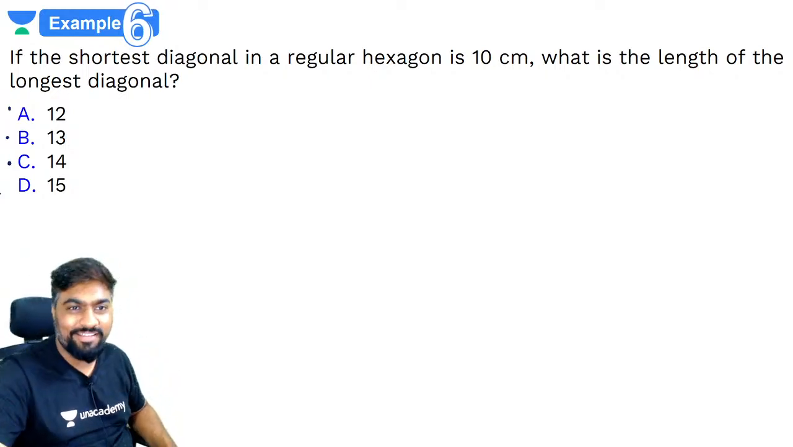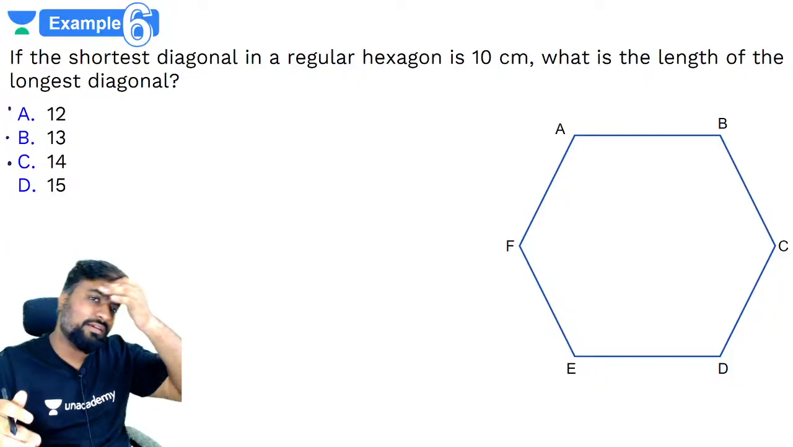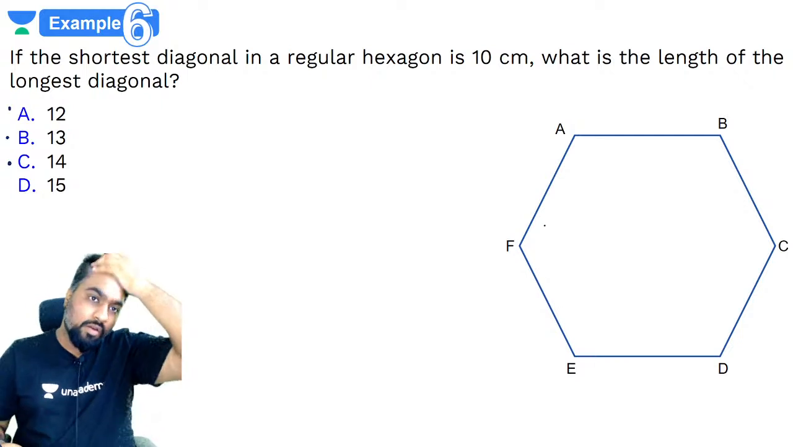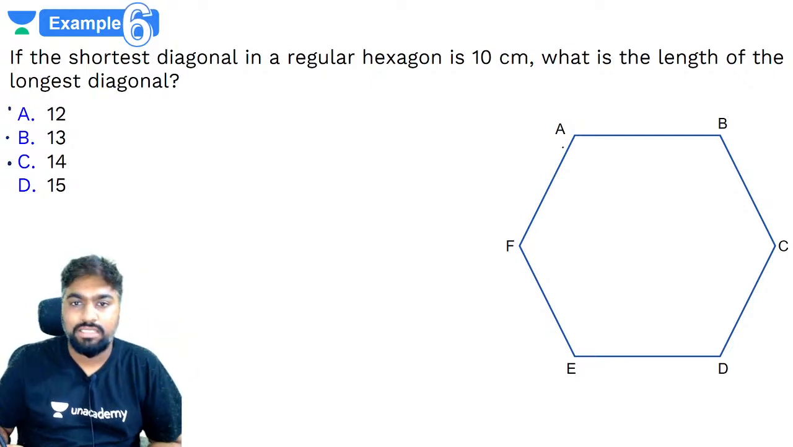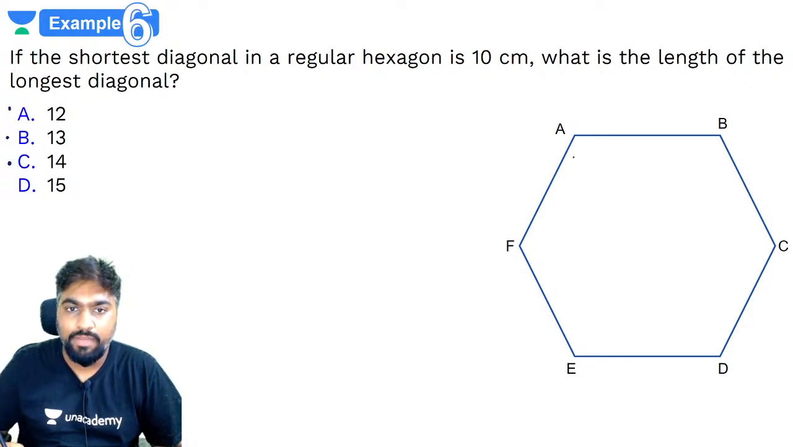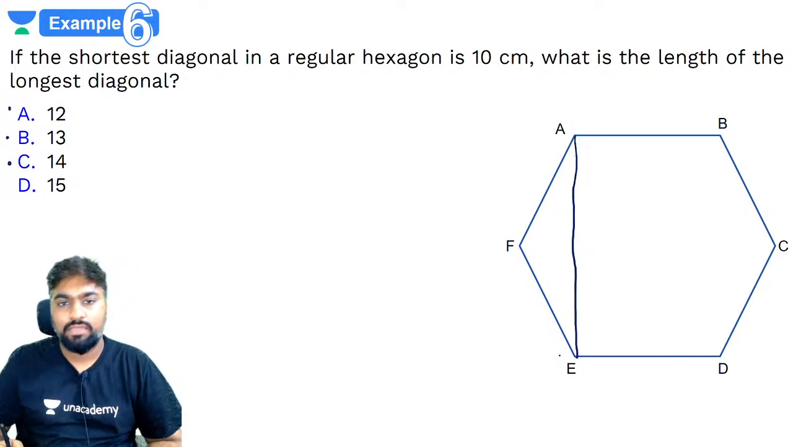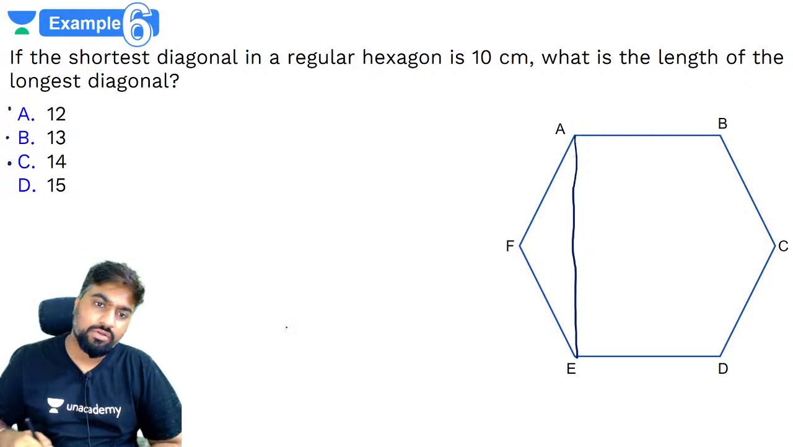I won't. Okay, so you have a regular hexagon, right? What will be the shortest diagonal? The shortest diagonal will be one of the legs of your perpendicular, correct? AE should be your shortest diagonal. Agreed? Yes or no? AE will become the shortest diagonal. Yes or no, guys? Quickly tell me.